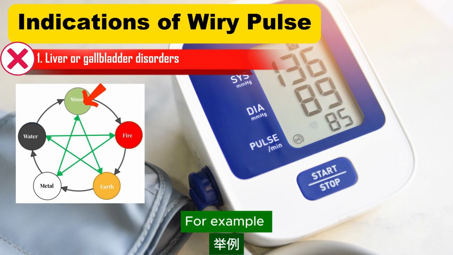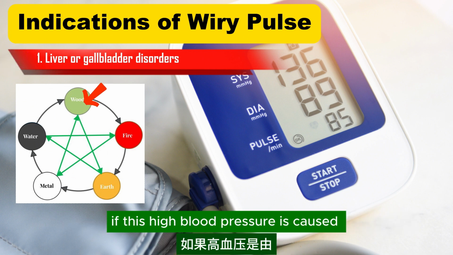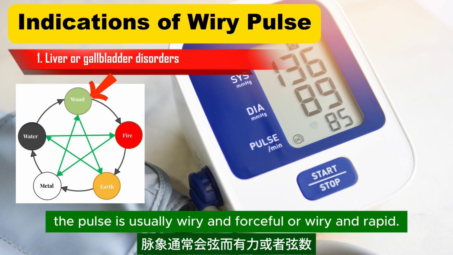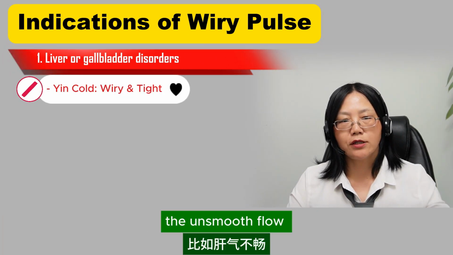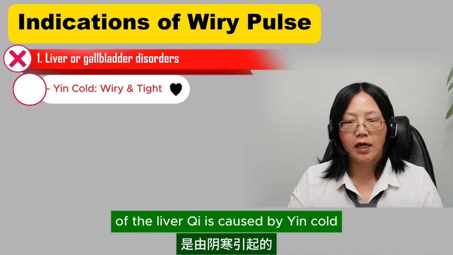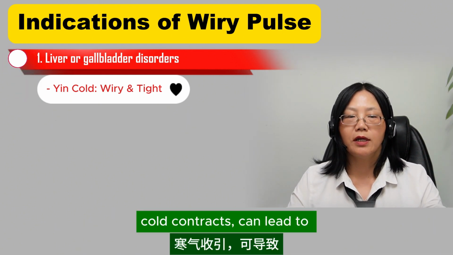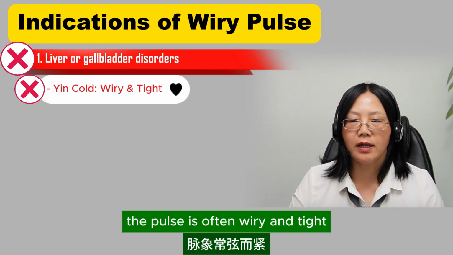For example, high blood pressure is a problem commonly seen clinically. If this high blood pressure is caused by exuberant liver fire or liver yang hyperactivity, the pulse is usually wiry and forceful or wiry and rapid. If the liver problem, like unsmooth flow of the liver qi, is caused by yin cold contracting, which can lead to the unsmooth flow of the qi, the pulse is often wiry and tight.